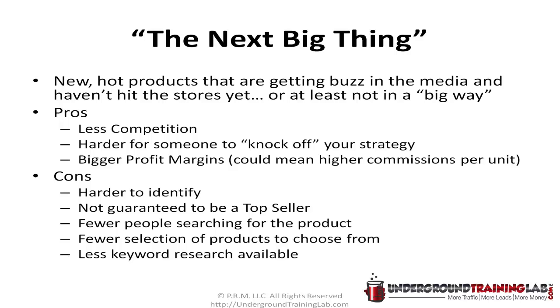There's also bigger profit margins, which means you could earn higher commissions per unit of sale because a new product typically sells for a higher selling point, and companies like Amazon really want their new categories of products to do very well, so they'll give you an incentive.